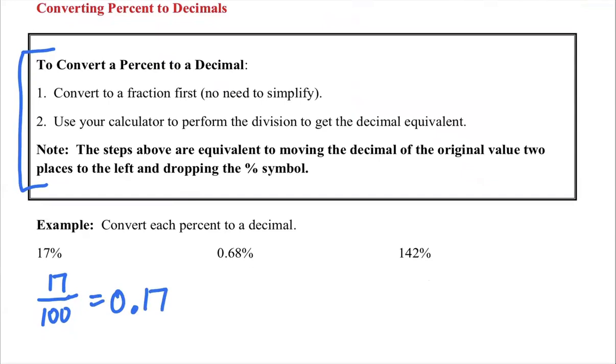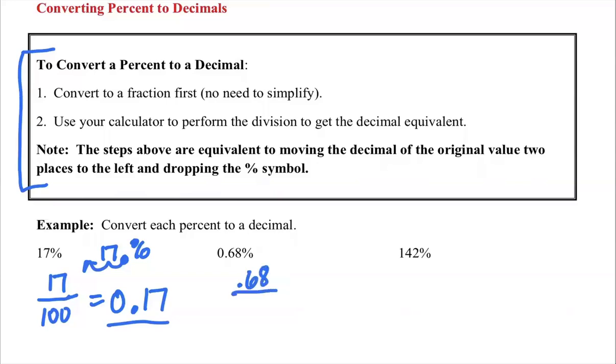So convert to a fraction first by putting it over 100. Use your calculator to divide. The steps above are equivalent to moving the decimal 2 places to the left. So notice that this 17 percent, the decimal is not there, but by default, it's understood to be there. When we are converting from percent to decimal and taking the percent sign off, that's the same thing as dividing by 100, which moves the decimal 2 places to the left, which is what we ended up with. So I'll show both ways and you pick whichever works best for you.